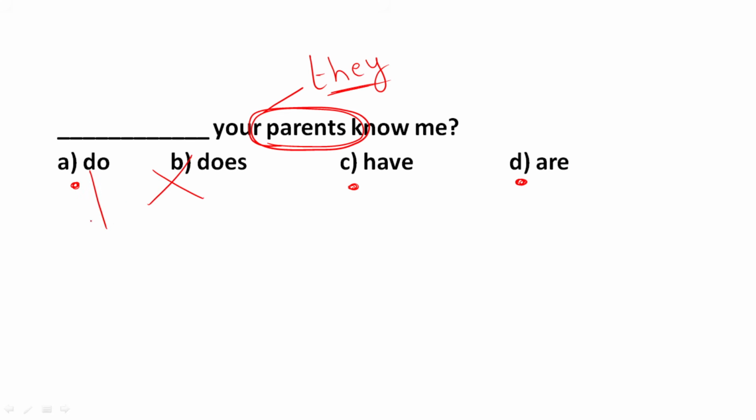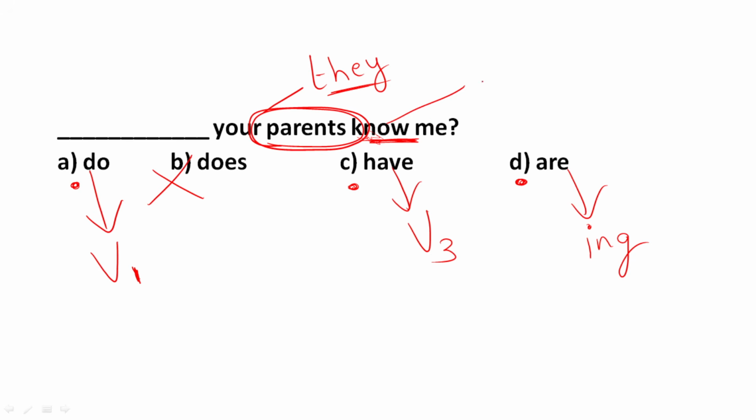But I have to choose the verbal form very intelligently. When do comes, the verb is first form. When have comes, the verb is third form. When are comes, the verb is ing form. But now see the verb here. What is the verb here that you find here? The verb is no. No is the first form of the verb. So naturally the answer is option A.